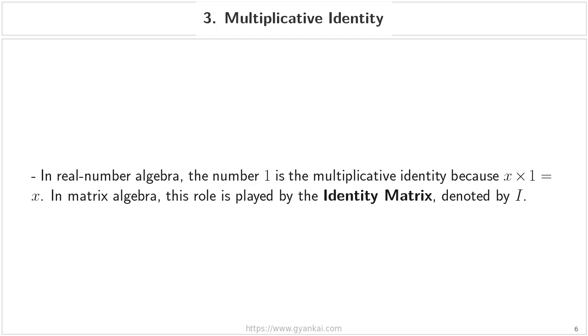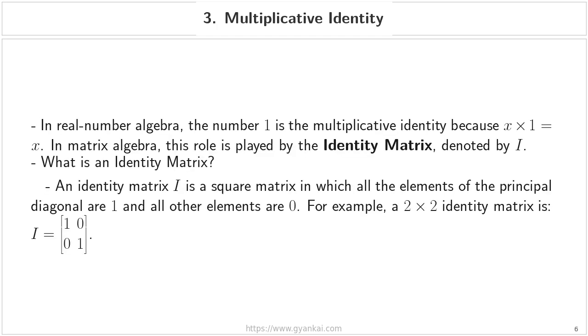this same role is played by a special matrix called the identity matrix, which we denote with a capital letter I. So, what exactly is an identity matrix? An identity matrix is a square matrix where all the elements along the principal diagonal, which is the diagonal running from the top left to the bottom right, are ones, while all other elements in the matrix are zeros. For example, a 2x2 identity matrix consists of ones on the main diagonal and zeros in the other two positions.